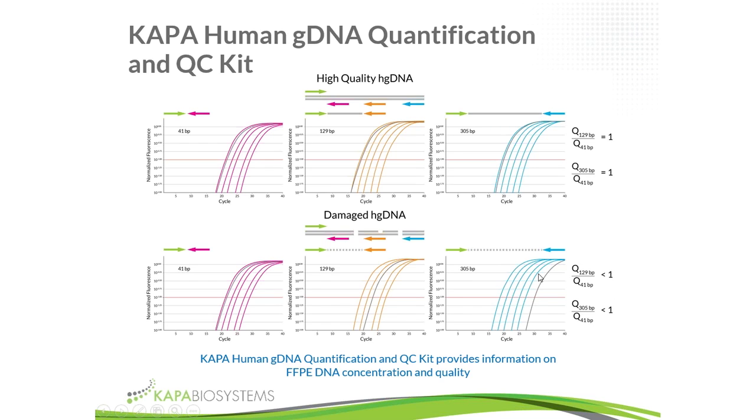And so when we divide the concentration obtained with this primer by the one obtained with the primer set defining the shortest amplicon, this Q ratio quality score drops below 1. For very badly damaged DNA, it basically doesn't even support amplification with the 305 base pair primer set in most cases, and this ratio approaches 0.